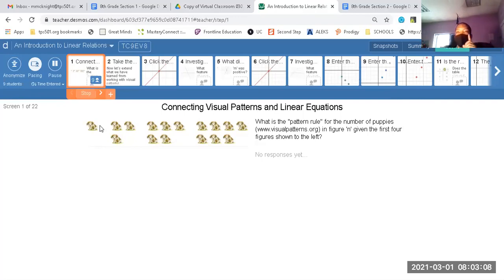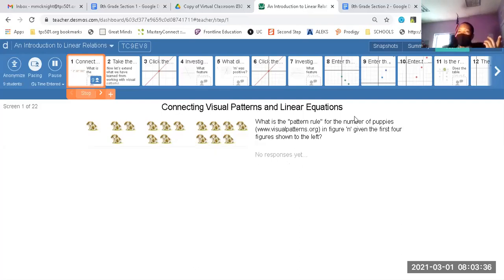All right, so I started with one puppy, and then it went to 3, and then it went to 5, and then it went to 7. If we want to look at the patterns, this is what we're talking about when we talk about linear functions. We look at the pattern, and we realize that it goes up by 2 puppies each time. So first they had 1, and they added 2 to get 3. Then they had 3, and they added 2 to get 5.